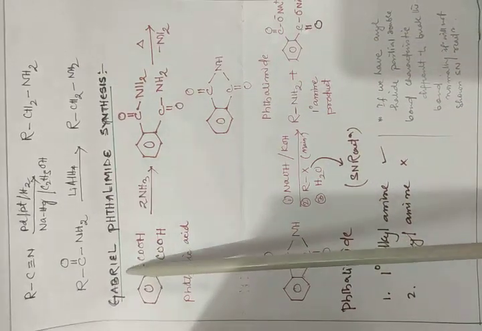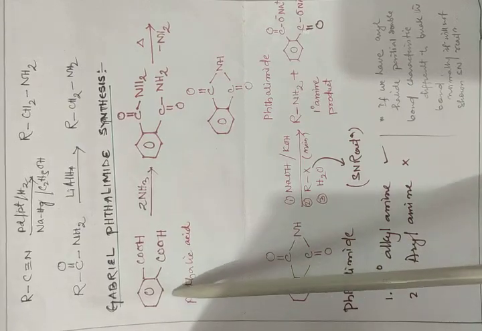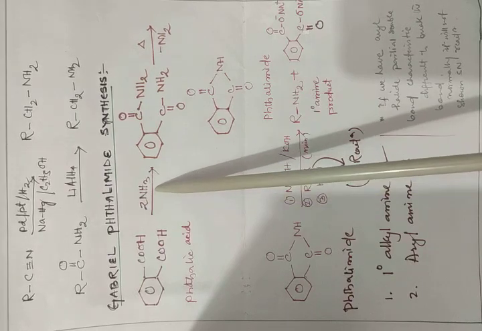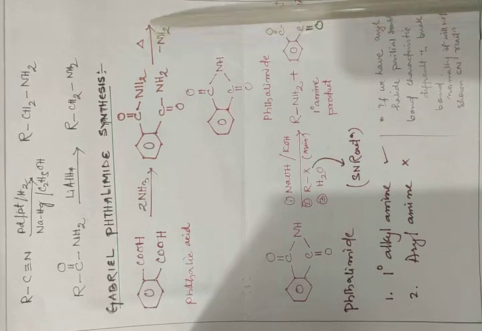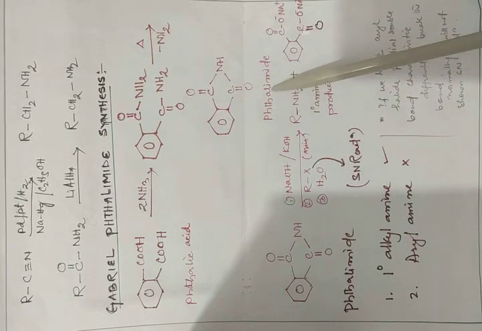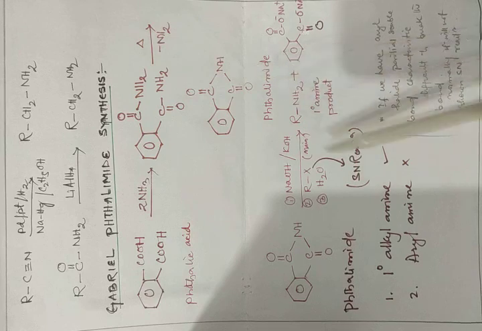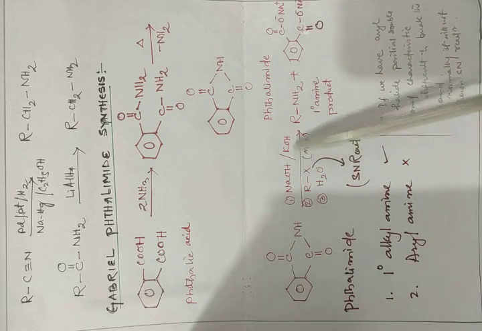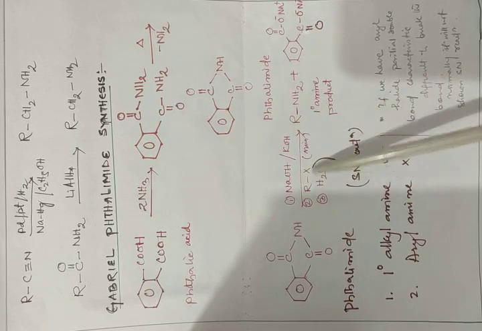Now next is the Gabriel phthalimide synthesis. Here is phthalic acid; in presence of ammonia we will get this compound. In this compound again we have to give heat, and we eliminate water, then we will get phthalimide. Now this phthalimide is treated with sodium hydroxide or potassium hydroxide in alkali solution, and then with alkyl halide.